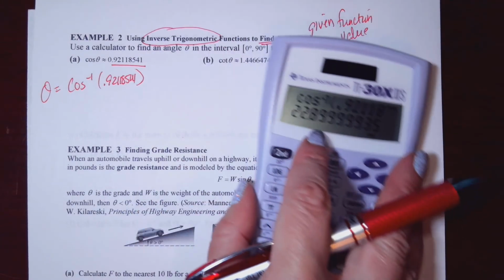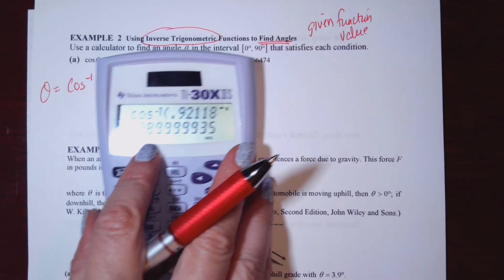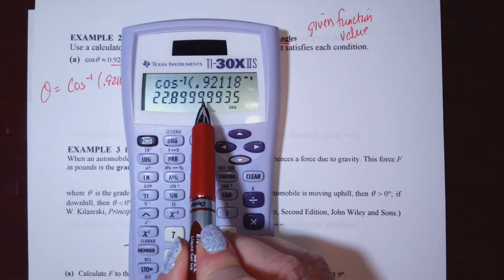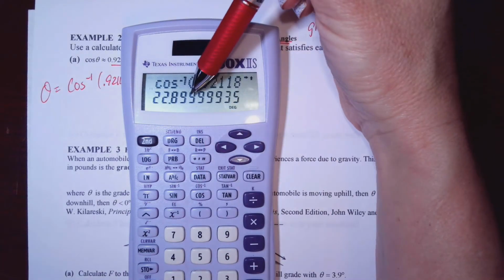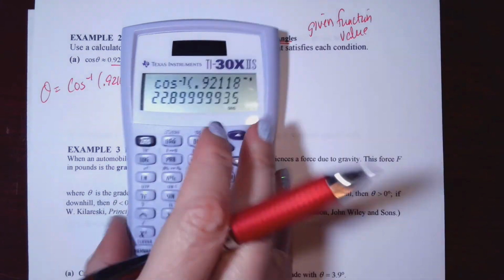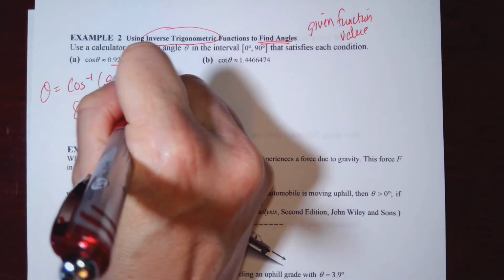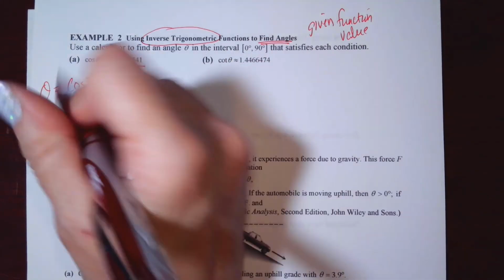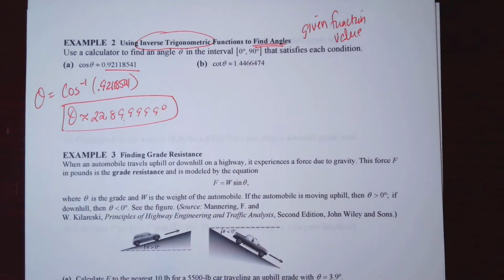I didn't tell you a different number of decimals, so we're going to go ahead and round to 6 decimal places again. If I round to 6 decimal places here, that is 1, 2, 3, 4, 5, 6, right? So yeah, drop it off at that 9. So theta is about 22.899999 degrees. That is the angle that has that cosine function value.